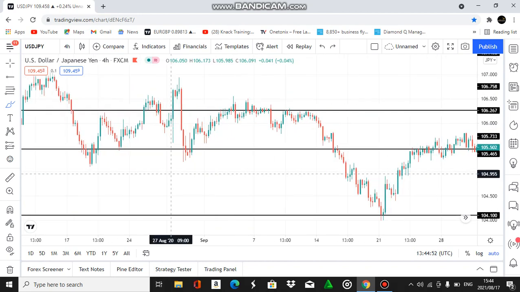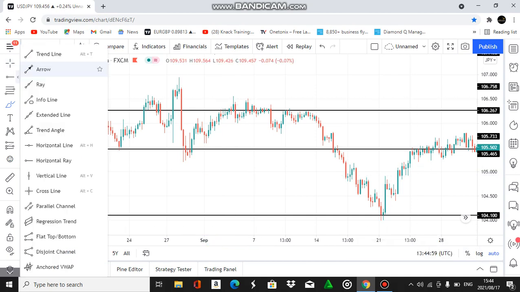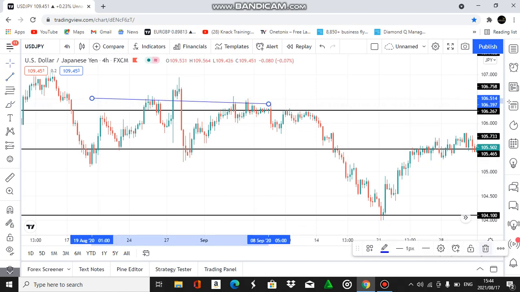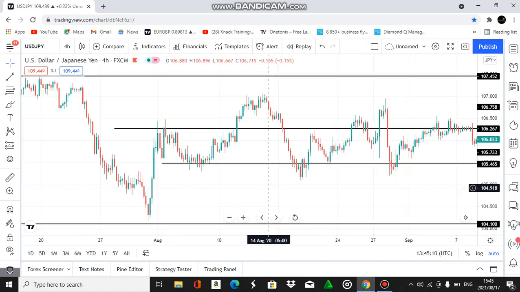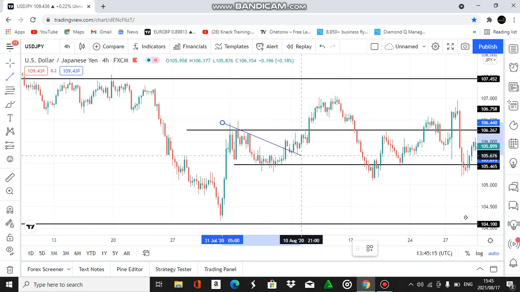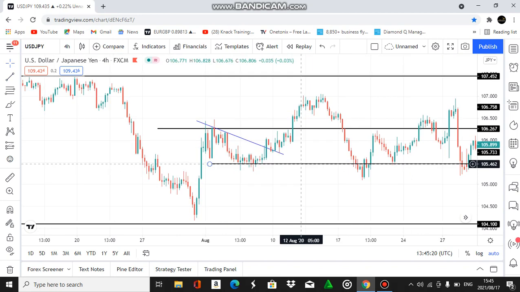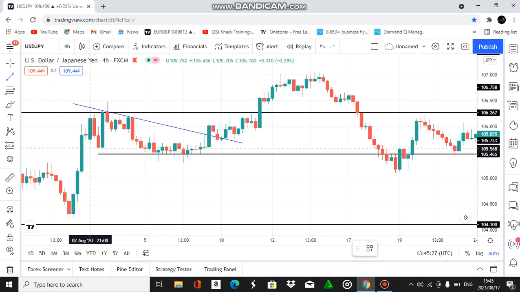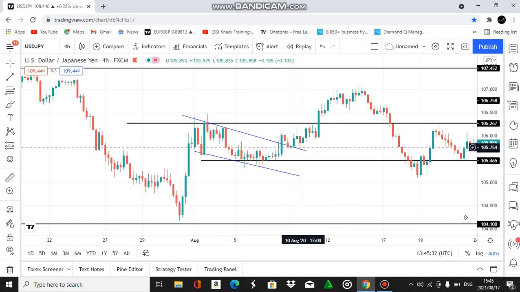So how do you put your trend line in these types of structures? How do you put a trend line? Remember, I said it must connect from your lows to your high, or from your high to your low. So this is how you put your trend line. You see, now this is more clear.